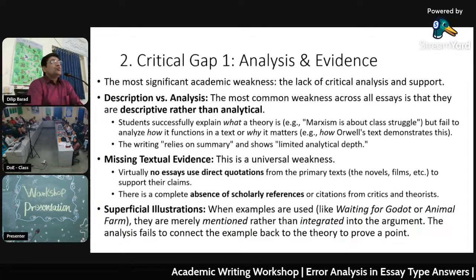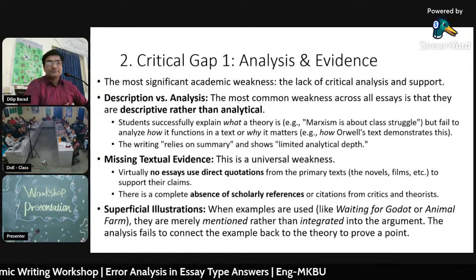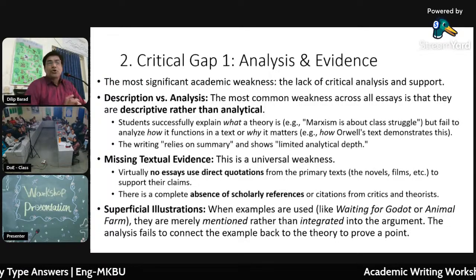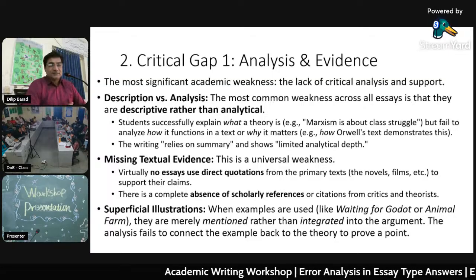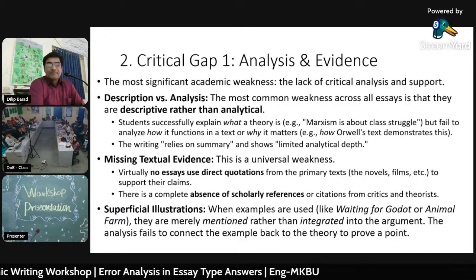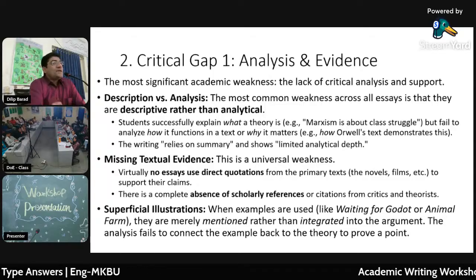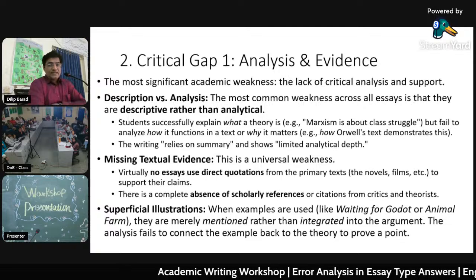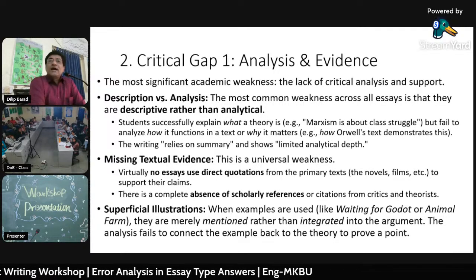Two more gaps are found. The second one is critical gap 1, analysis and evidence. Description versus analysis: the most common weakness across all essays is that they are descriptive rather than analytical. Students successfully explain what a theory is, but fail to analyze how it functions in a text or why it matters. The writing relies on summary and shows limited analytical depth. So you'll have to see how you can work on that.